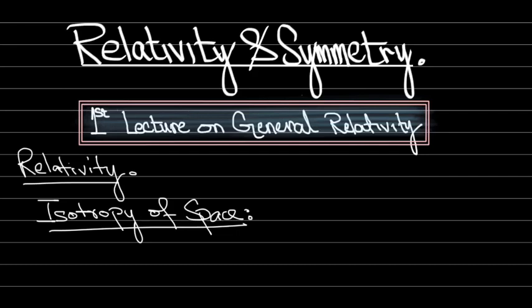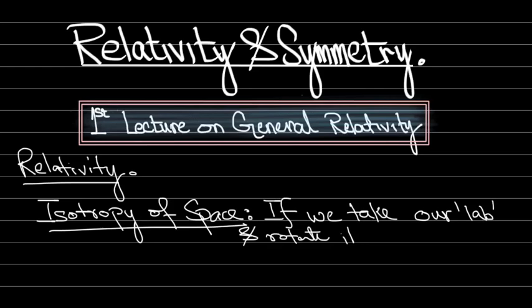So I'll write some of these definitions down. If we take our lab, so the lab is your frame of reference, and rotate it, but nothing changes, that's what you call the isotropy of space.